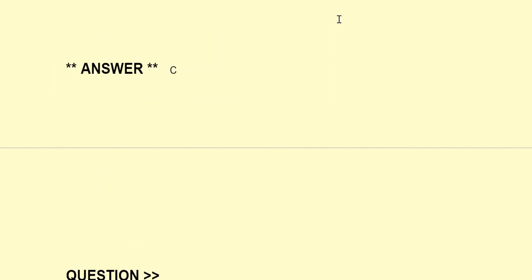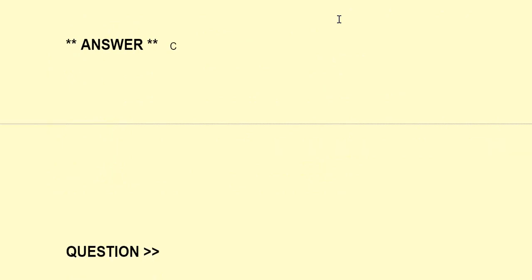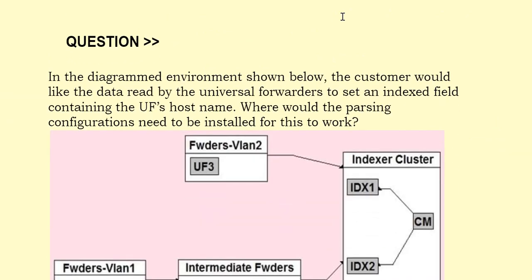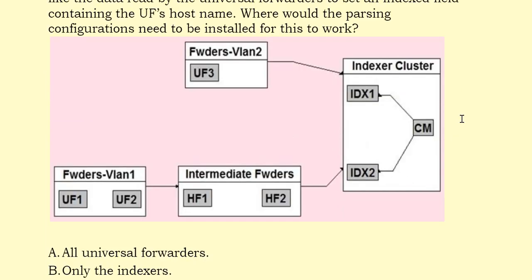The correct answer is option C. Our next question is, in the diagrammed environment shown below, the customer would like the data read by the universal forwarder to set up an indexed field containing the UF's host name. What parsing configuration would need to be installed for this to work? Please have a look at this diagram.